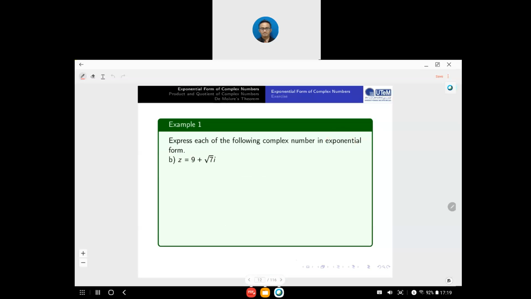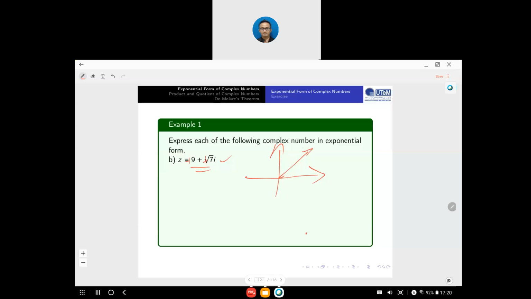Next, B. z equal to 9 plus square root 7i. Also the same thing, you need to identify which quadrant. Kalau ni places at the first quadrant because x is positive, y also positive. First quadrant tak ada masalah lah. Your value of calculator memang akan bagi terus jawapan dia.